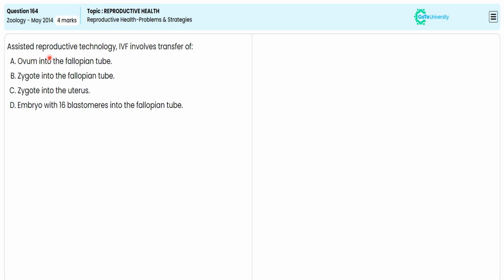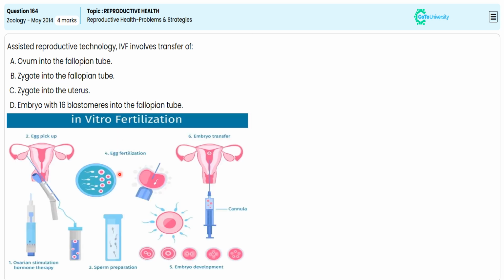In this objective question, from the given options, they are directing us to specify the correct option explaining in vitro fertilization, a type of assisted reproductive technology. For this, let me avoid the wrong options to specify the correct option after understanding this pictorial representation.